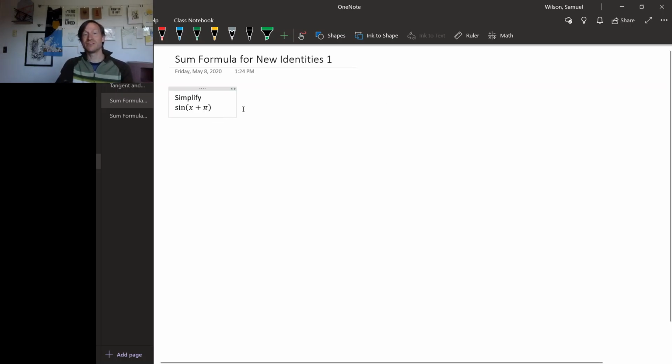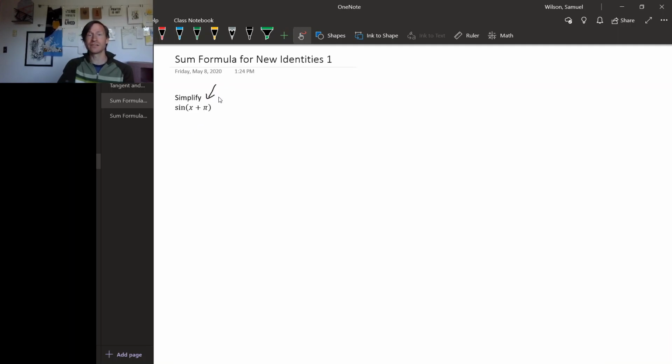Here are a couple other ways you can use the sum formulas to figure out new identities. So let's start by simplifying sine of x plus pi. So this is a function of x, but still it has a sum inside of our trig function, so we can use the sum identity for sine to see how else we could write this.